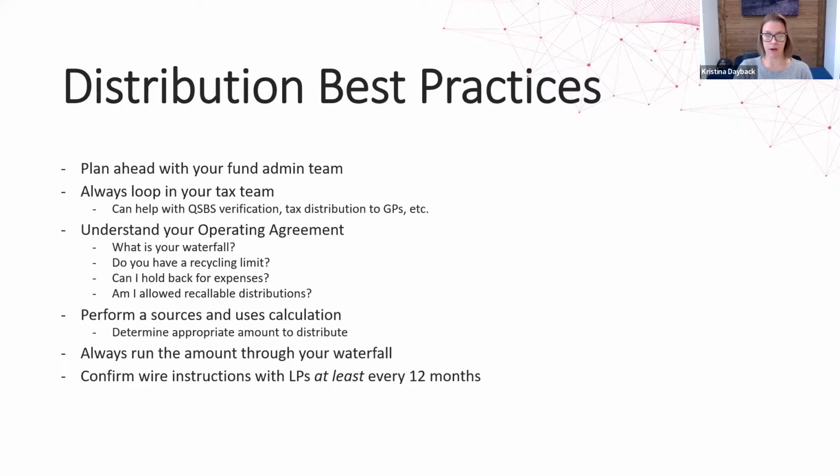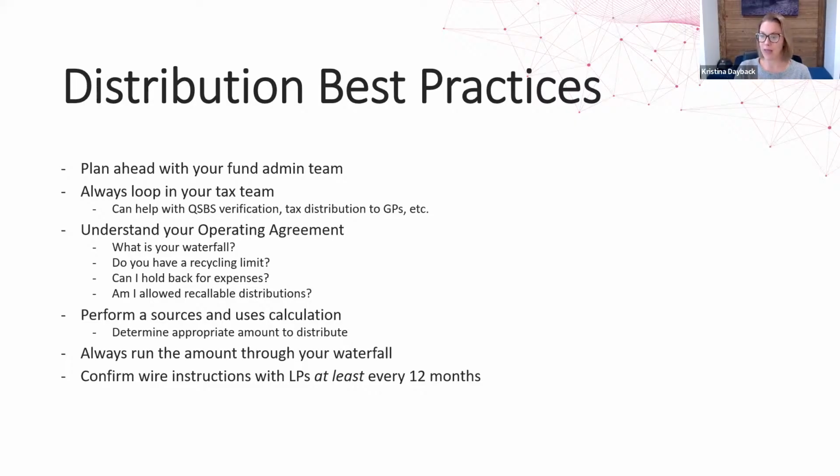The other thing you want to think of is, do you have a recycling limit? A lot of the times operating agreements will cap your recycling limit or your reinvestable proceeds at 110% of your committed capital. Just understand what that is, not necessarily so you hold back all of the proceeds, just so that you know what your options are when you're determining how much you want to distribute. The other piece is, can I hold back for expenses, which kind of plays into the sources and uses calc, so I'll go into that a little bit more.